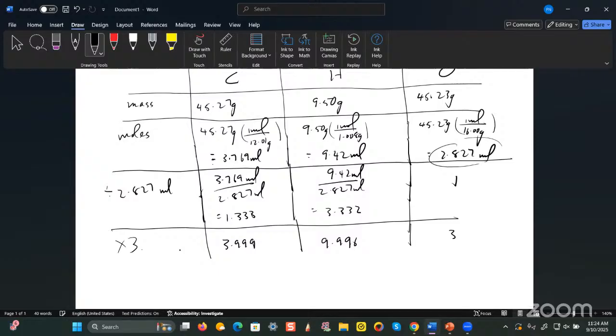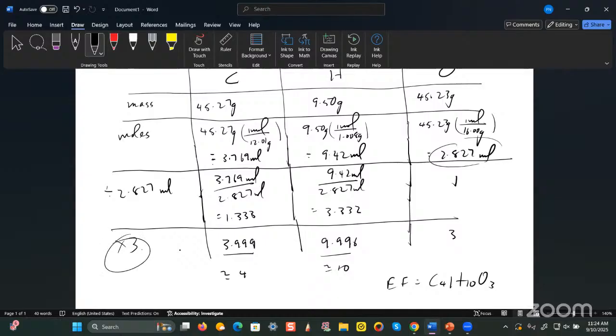So you notice now that 3.99 and 9.996 are both relatively close to the nearest integer. So you can approximate this to 4, and you can approximate that to 10. And therefore, the empirical formula would be C4H10O3. And that's basically how you would do that, all right?